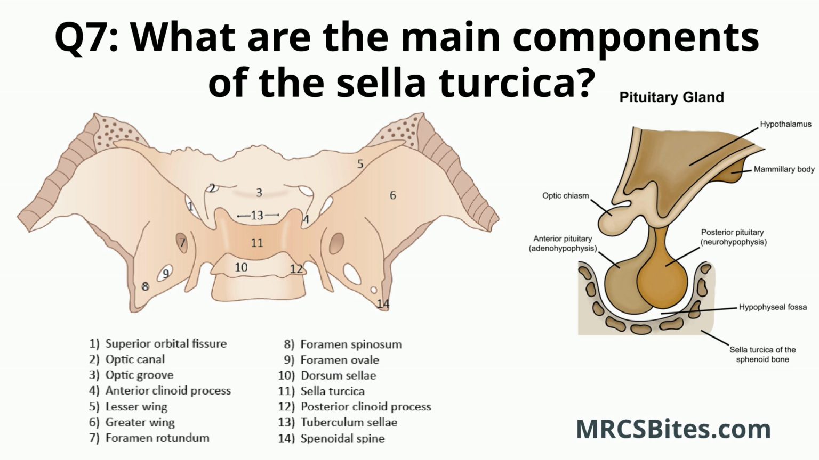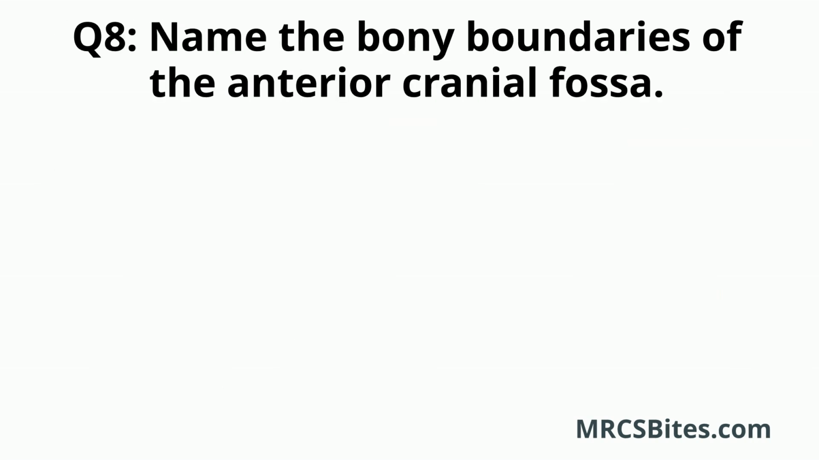Dorsum sellae is the posterior border of the sella turcica, a square-shaped bony prominence that forms the back wall of the sella turcica. Posterior clinoid processes are projections from the dorsum sellae that extend laterally and serve as points of attachment for the tentorium cerebelli, a membrane that separates the cerebellum from the inferior portion of the occipital lobes. The sella turcica is a crucial anatomical structure because it protects the pituitary gland, an important endocrine gland responsible for hormone production and regulation.